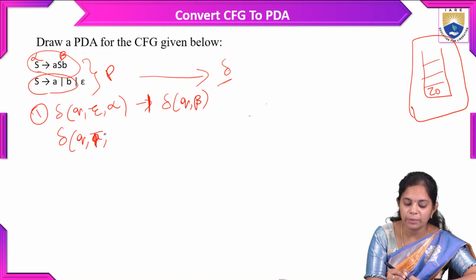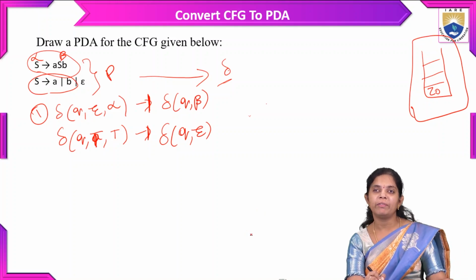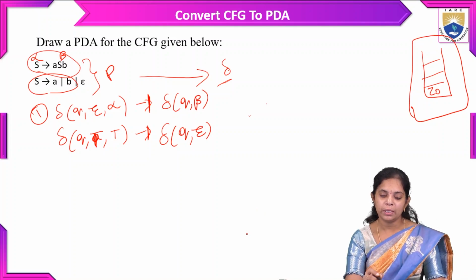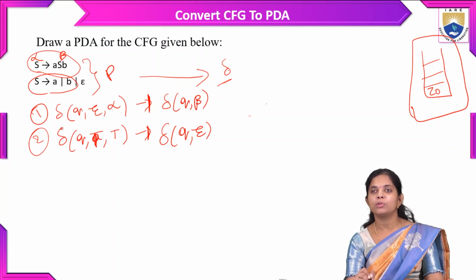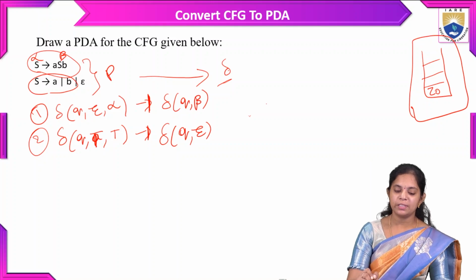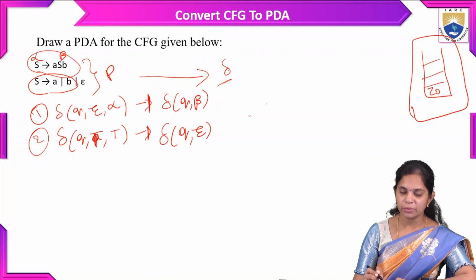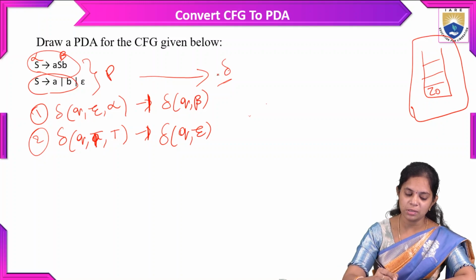terminals. So here I am taking a terminal, and we need to follow the transition like delta of q comma epsilon. We need to pop the value. So these two rules we need to follow for the construction of a pushdown automata from the context free grammar. By observing these two rules, we can form the transition functions here.